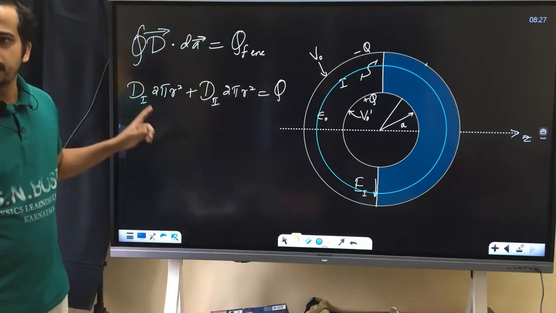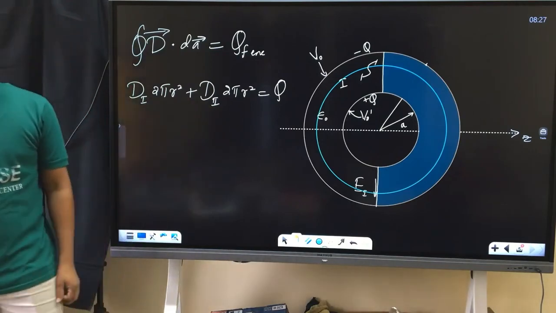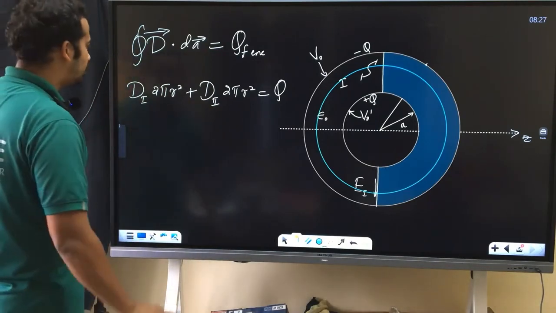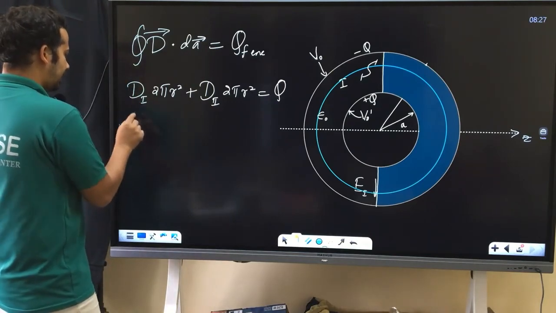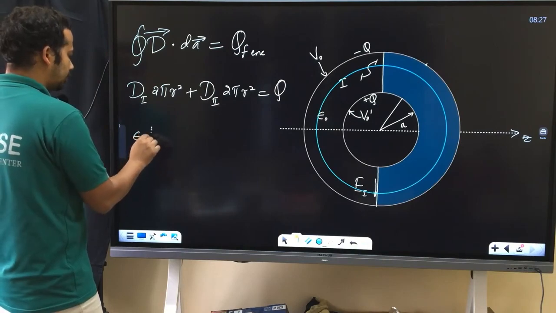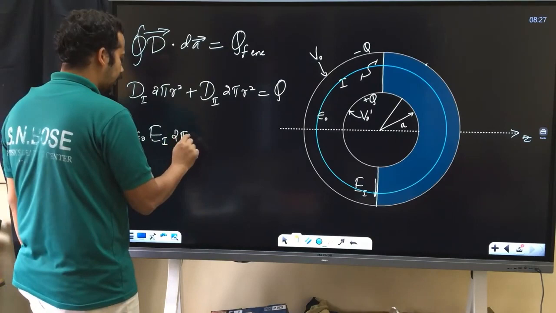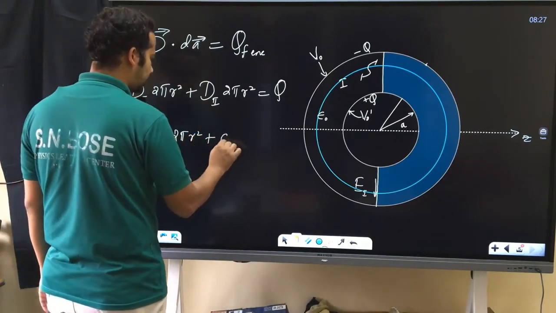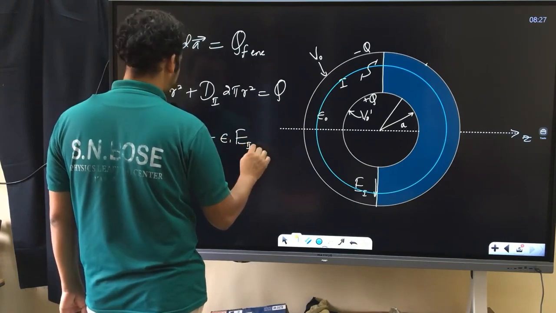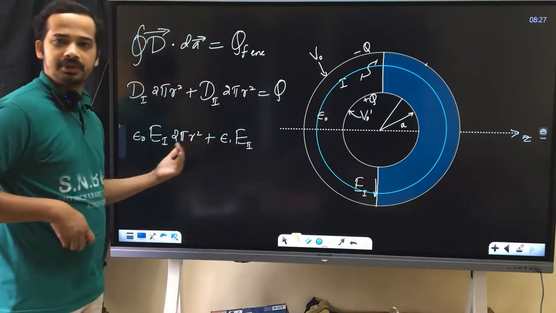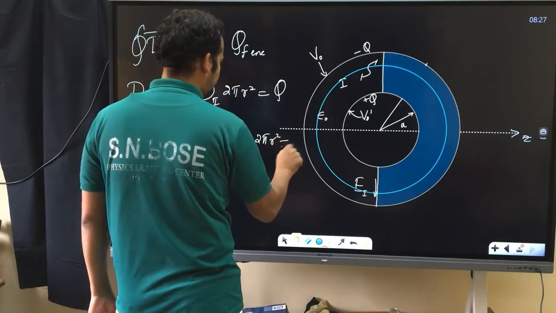Can I say these two are different now? These two are not the same, because it is not spherical symmetry. So this one is nothing but epsilon naught into E1 into 2 pi r square, plus epsilon 1 into E2, I'll write E2 same as E1, into 2 pi r square, is equal to Q.